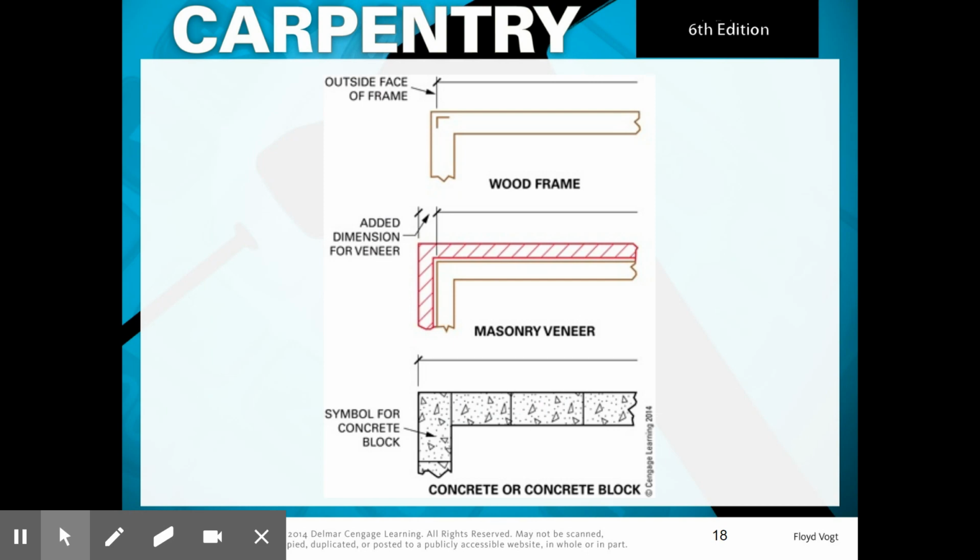And this is showing what the outside face of the frame looks like. So then out here you can see this would be the finished exterior wall, and this is going to the outside face of the frame. So if you ended up pulling a measurement from here and then coming over here and doing the same thing, you'd be a few inches off from what it is. On this one, you can see the added dimension for the veneer. Again, this goes from the outside face of the frame to the outside face.